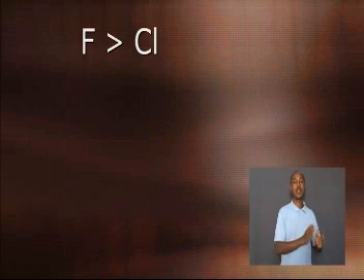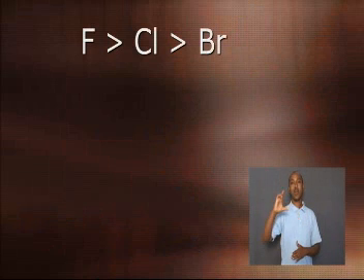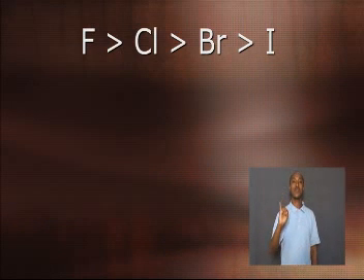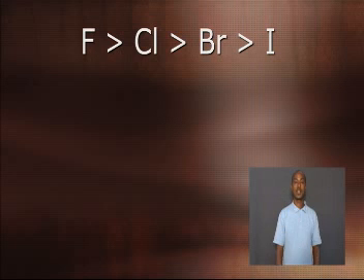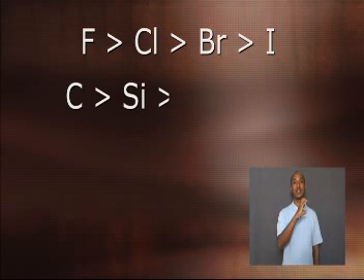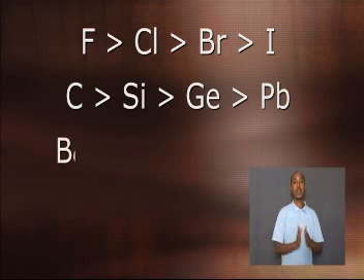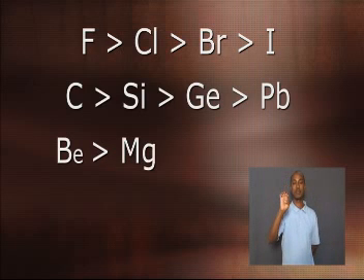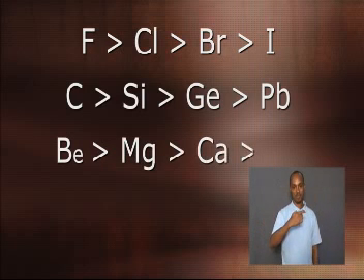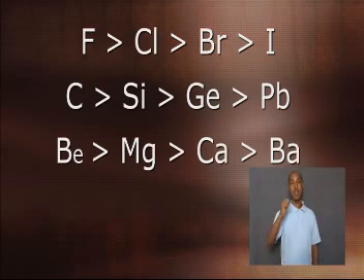The first list should be ordered as fluorine, chlorine, bromine, and iodine. The second list should be ordered as carbon, silicon, germanium, and lead. The third list should be ordered as beryllium, magnesium, calcium, and barium.